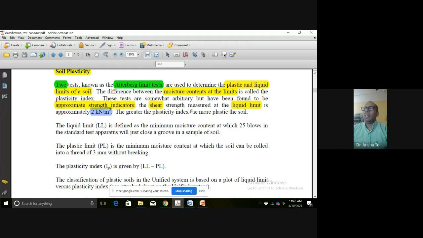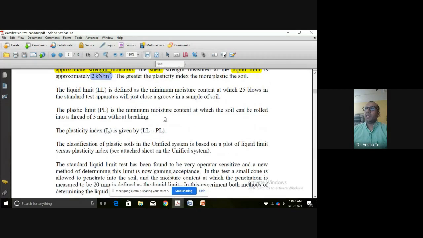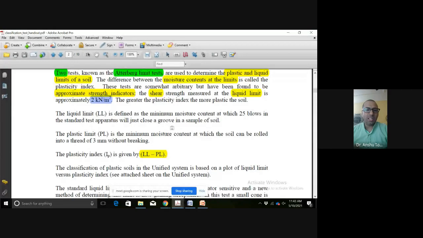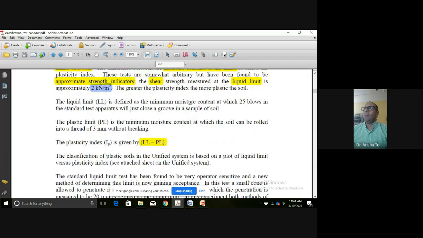The greater the plasticity index, the more plastic the soil. So what is the plasticity index? That will be a subtraction of liquid limit minus plastic limit. Because the moisture content at the liquid limit will be higher, we subtract from the liquid limit. Liquid limit is defined as the minimum moisture content at which 25 blows.